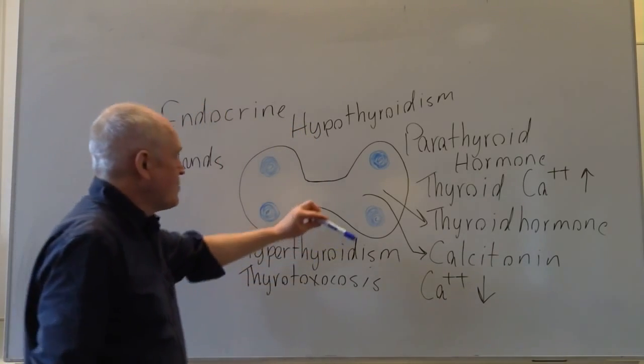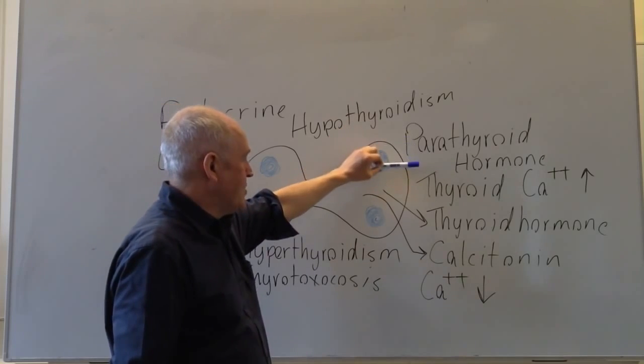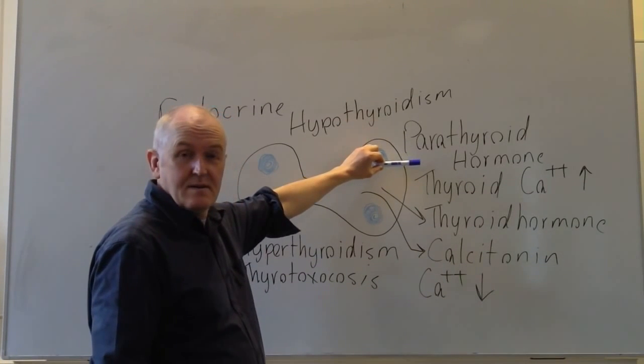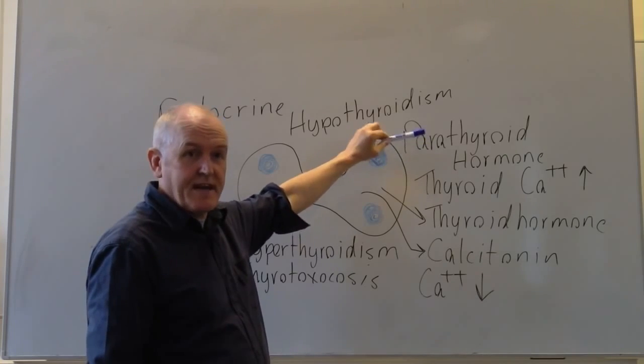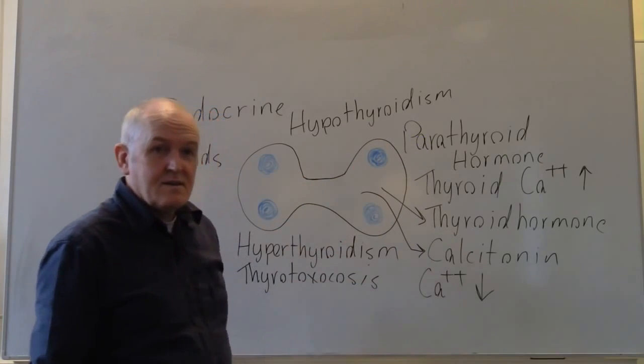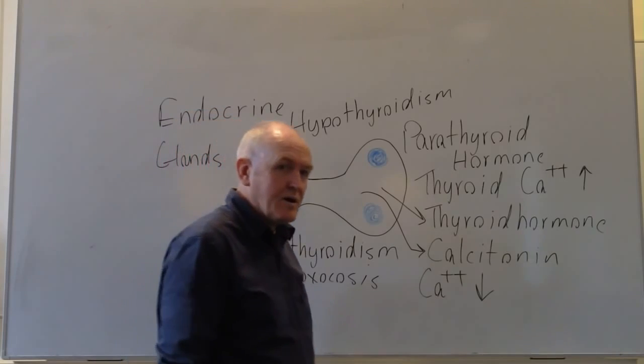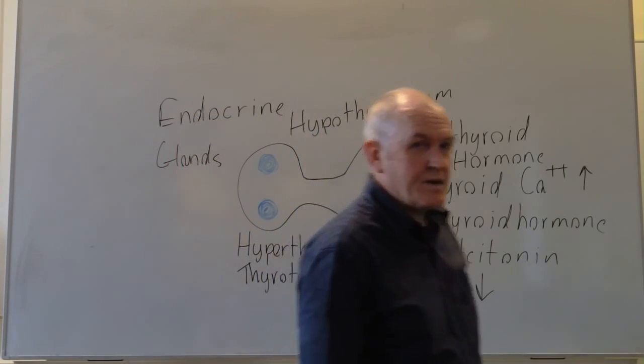So, for example, if someone was producing too much parathyroid hormone, and the function of parathyroid hormone is to increase the amount of calcium in the blood, can you see that could cause hypercalcemia, which we don't want.